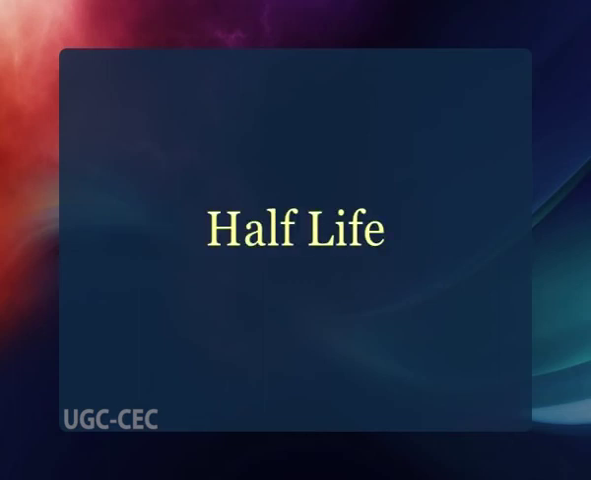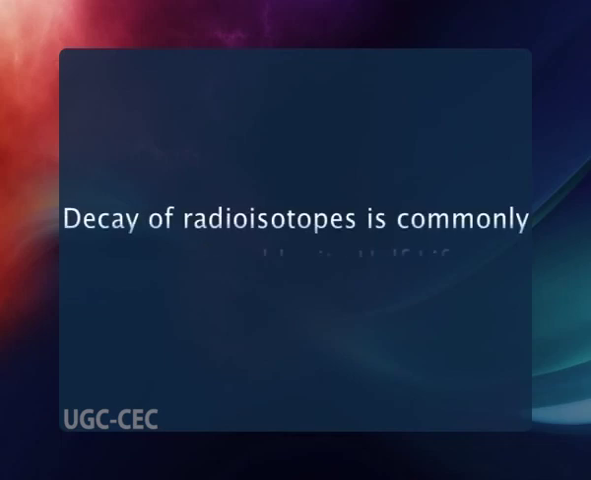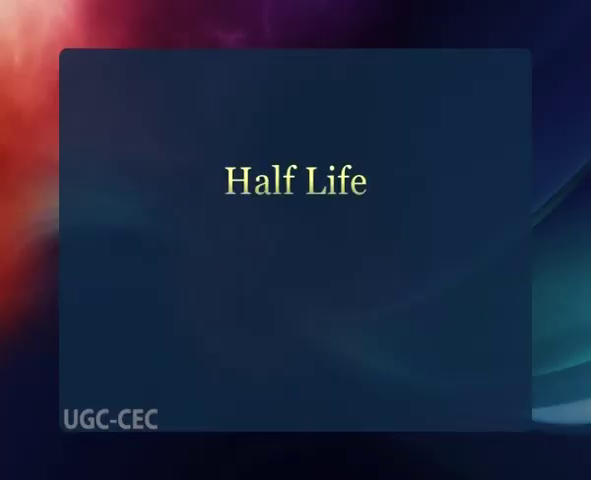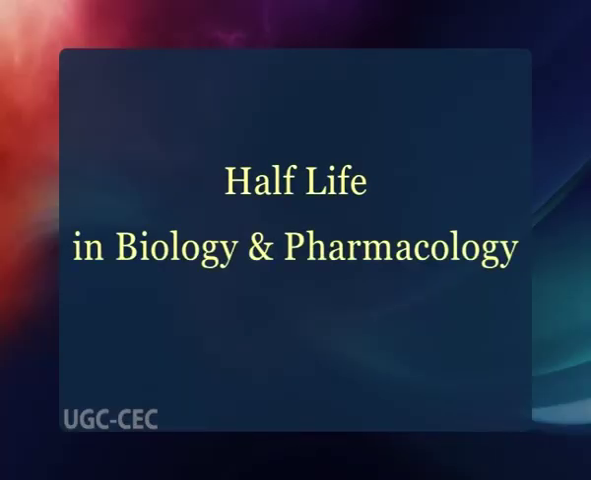Now, half-life. The decay of radioisotopes is commonly expressed by its half-life, that is, the time necessary for 1/2 of the radioactive sample to decay. The relationship between half-life and decay constant can be demonstrated as T half is equal to ln 2 divided by lambda. The factor ln 2 is the natural logarithm of 2 and is equal to 0.693.